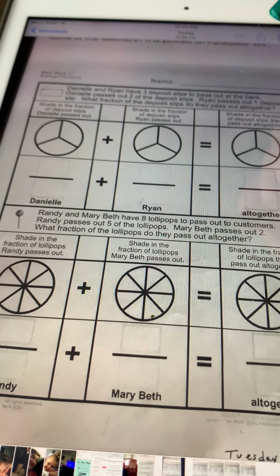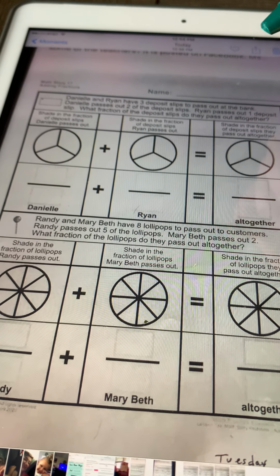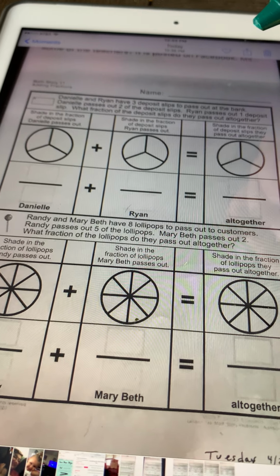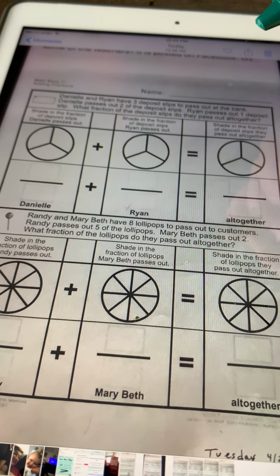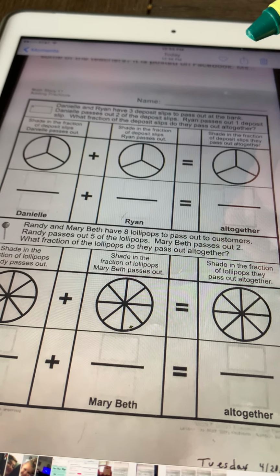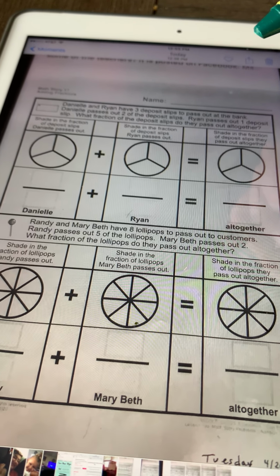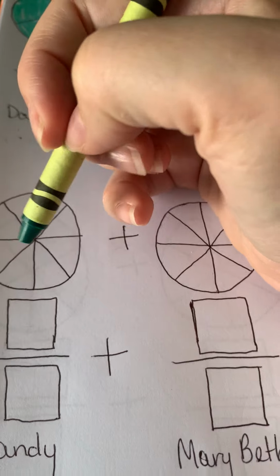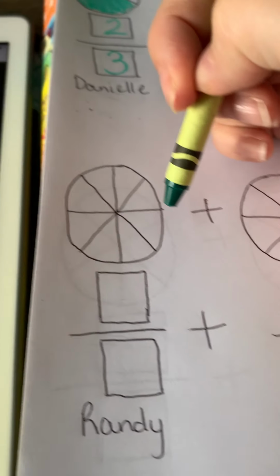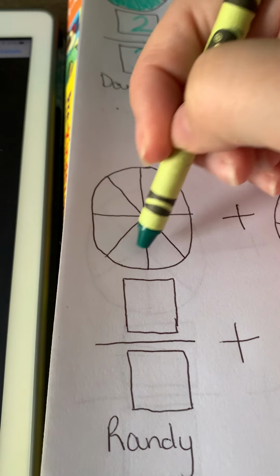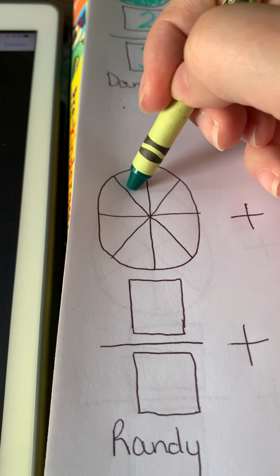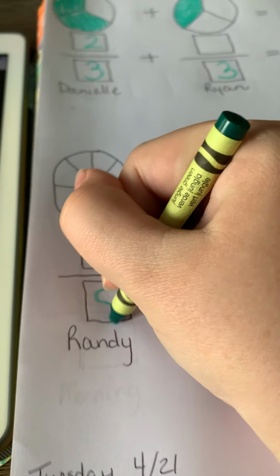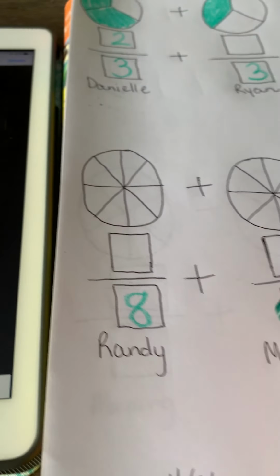And it reads, Randy and Mary Beth have 8 lollipops to pass out to customers. Randy passes out 5 of the lollipops. Mary Beth passes out 2. What fraction of the lollipops do they pass out altogether? So we have to make sure that we have 8 pie slices. 1, 2, 3, 4, 5, 6, 7, 8. So we can go ahead and write an 8 down here by Randy.